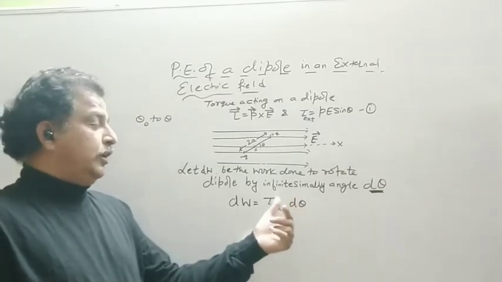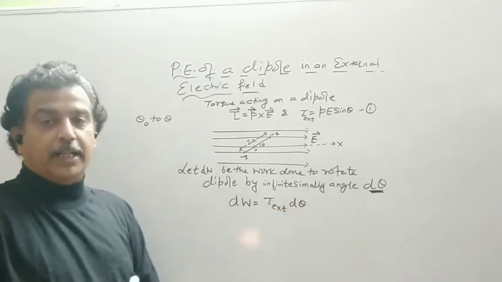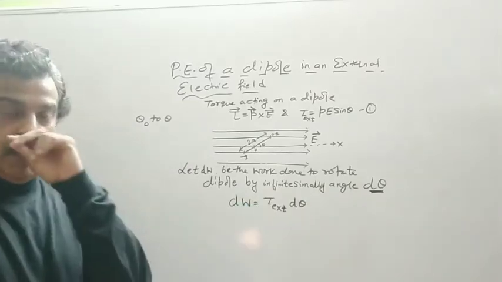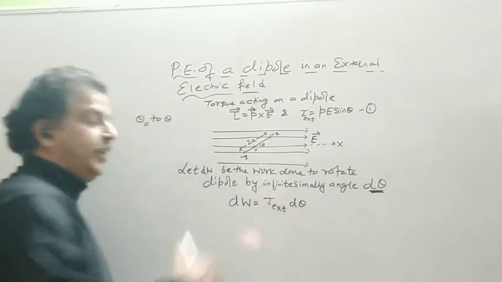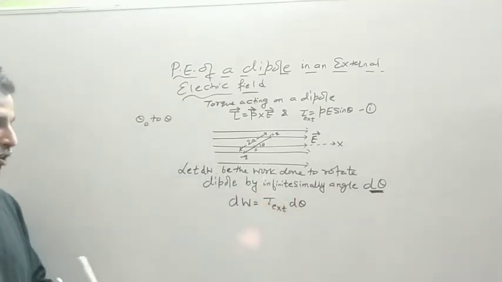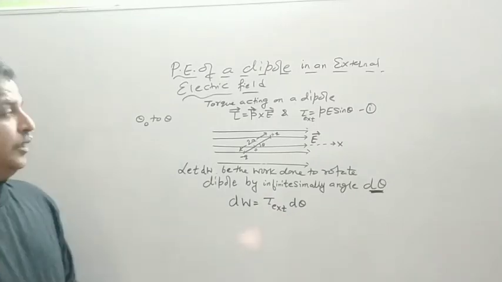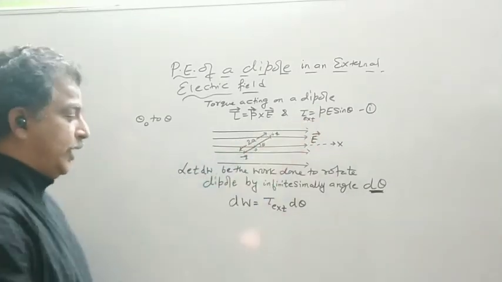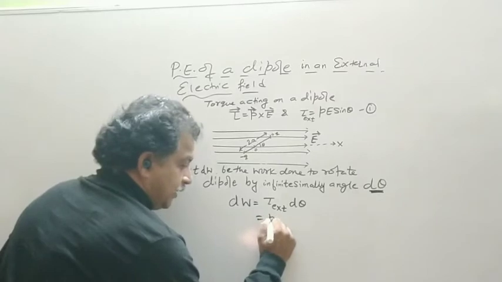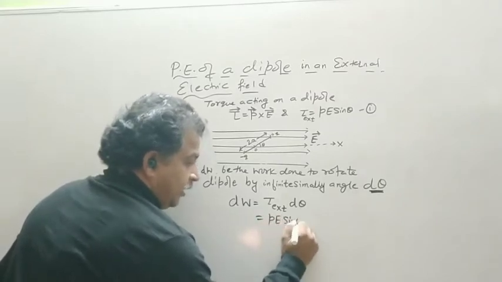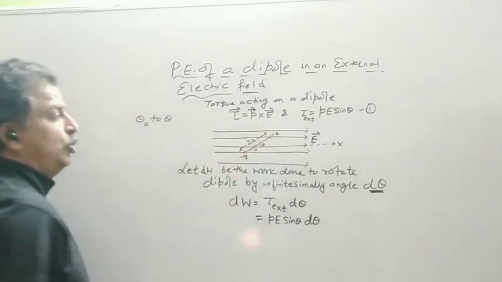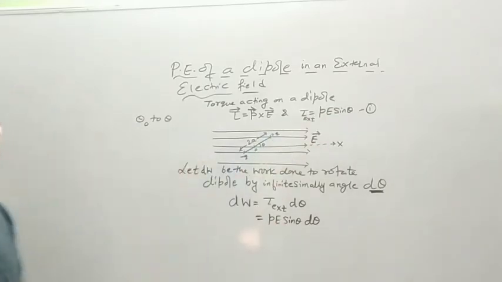The dot is removed because both are in the same direction, or cos theta, the angle between the external torque and d theta, is 0. So cos 0 becomes 1. This much amount of work has to be done. Now what is the external torque acting on the dipole? That is PE sin theta d theta. So substituting this equation 1 here.